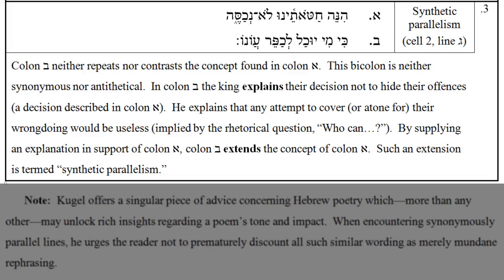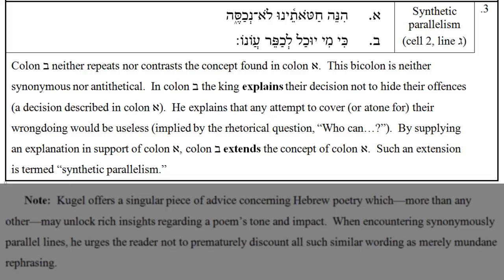Once again, pause the video long enough to develop a translation of these lines. Your translation will sound something like this. Behold, our sins we will not cover, for who can atone for his iniquity? In this example, we find that colon bait neither repeats nor contrasts the concept found in colon aleph. As a result, this bicolon is neither synonymous nor antithetical. It belongs to yet another category, the category known as synthetic parallelism.